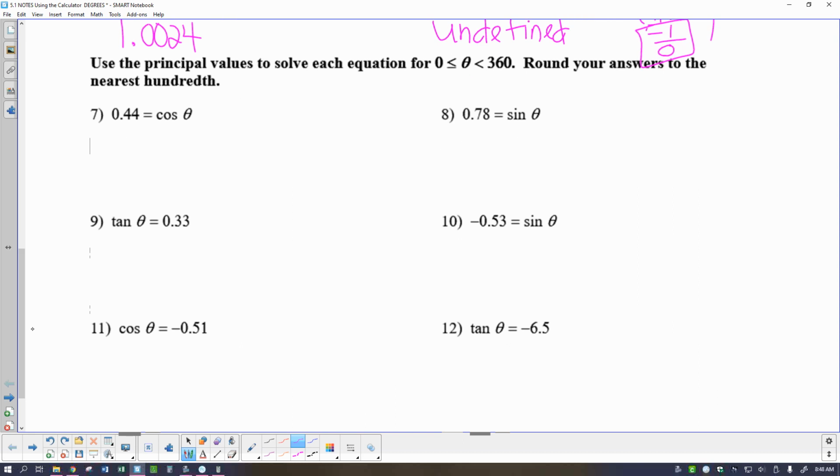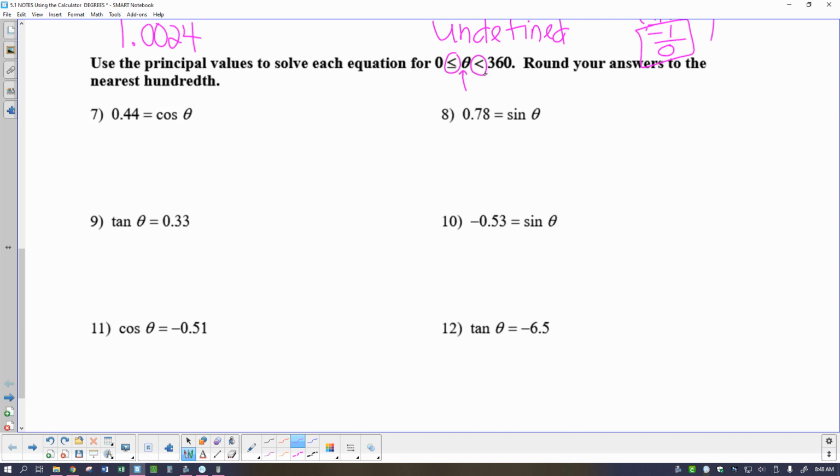All right, last but not least, and this will take us to the end for 5-1. Yay! Use the principal values to solve. So what does your calculator tell you? But your answer can only include angle measures from 0 to 360, not including 360 degrees. Look at this. That says equal to. This one does not. Also, it says round your answer to the nearest hundredth. Make sure that you are rounding to the nearest hundredth. That's 2 decimal places.